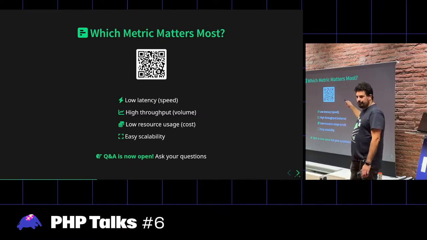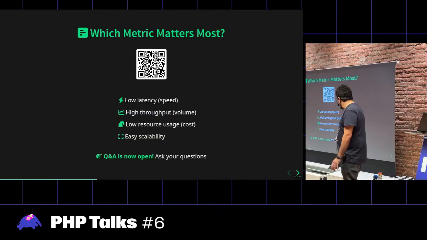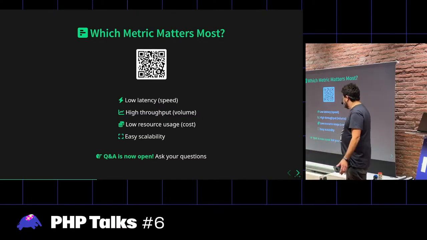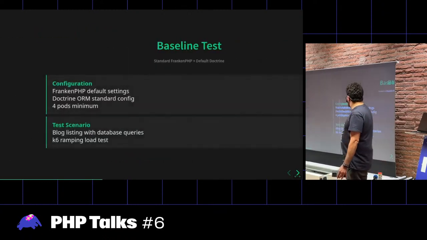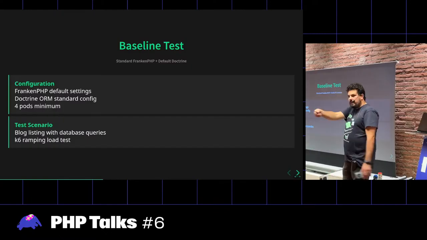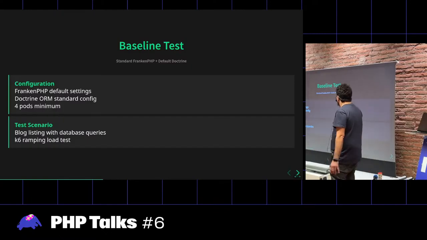If you want, scan it to ask a question. From the moment, it's more about what metric matters most: low latency, high throughput, low resource usage, scalability. Let's answer that. Maybe you can ask the question, what I prefer.